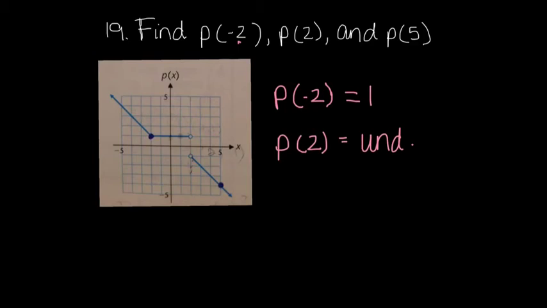And then finally, to find p of 5, here's where x is 5. I look for the corresponding y point. So this is the point 5, comma 1, 2, 3, negative 4. So p of 5 is equal to negative 4.